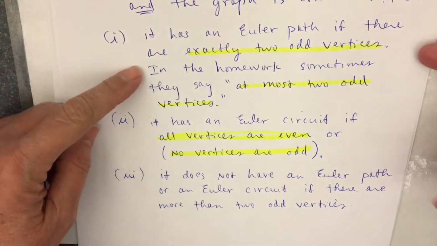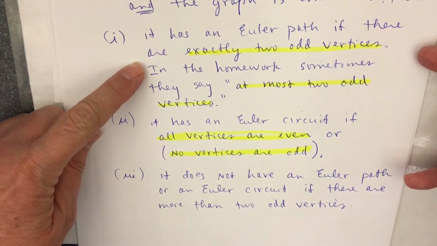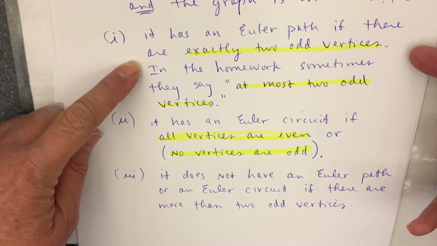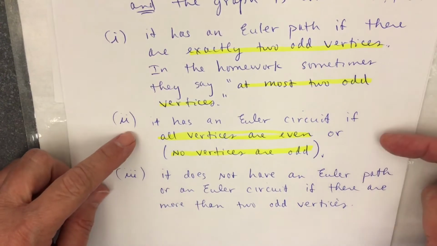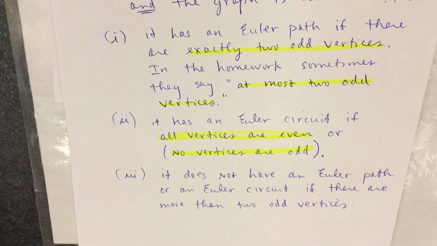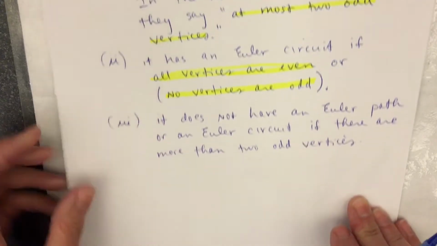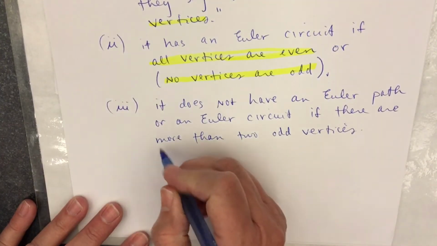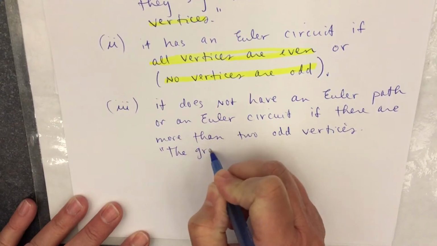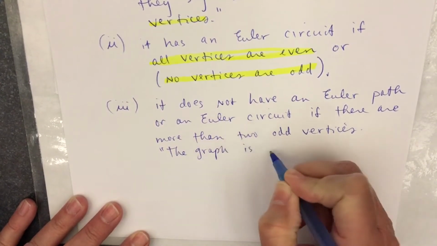If there's exactly two odd vertices, it has an Euler path. If they're all even, there's an Euler circuit. And if it's more than 2, game over, neither one. Sometimes they'll use the word "neither." I'll kind of put that in quotes. The graph is "neither."